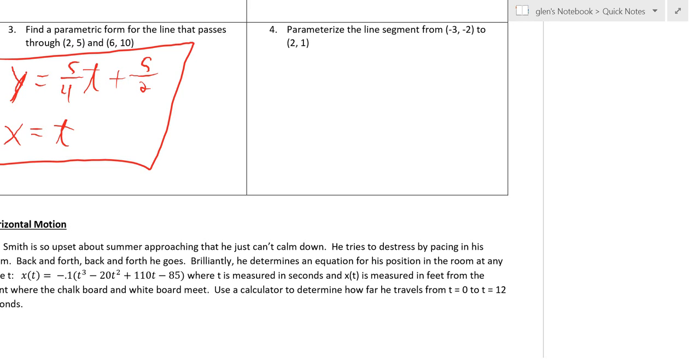Here's another way you could do it. Question 4, same exact thing, but I'm going to show you how to do it with some vectors, okay? You're going to love this.